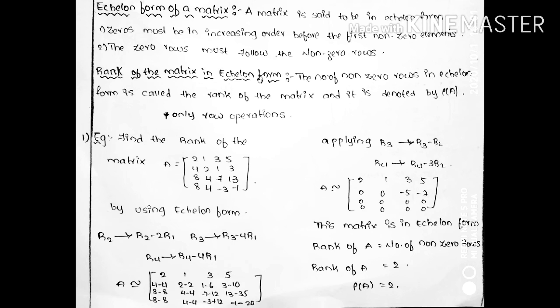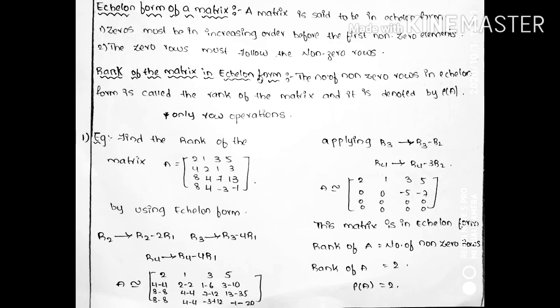Here again you apply R3 tends to R3 minus R2, R4 tends to R4 minus 3R2. Then what happened? The second row you already have two zeros, and the third row you have 4 zeros and fourth row you have 4 zeros.